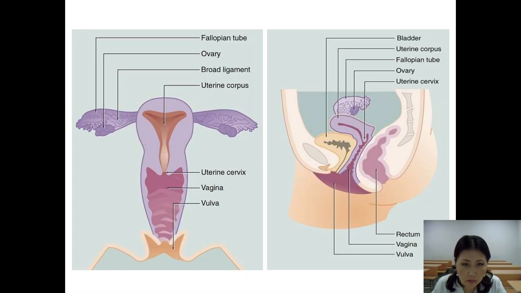Here you can see on this diagram the anatomy of the female reproductive organs. This is the uterus, fallopian tube, ovary, broad ligament, uterine corpus, uterine cervix, vagina, and vulva. And this is another section, a longitudinal section. Here you can also see the rectum and the urinary bladder. This is the uterus, fallopian tube, ovary, and here are the vagina and vulva.